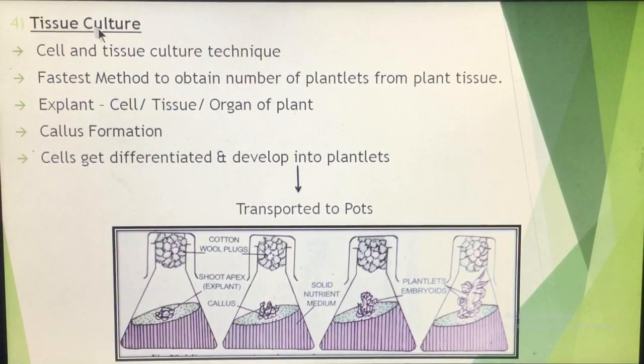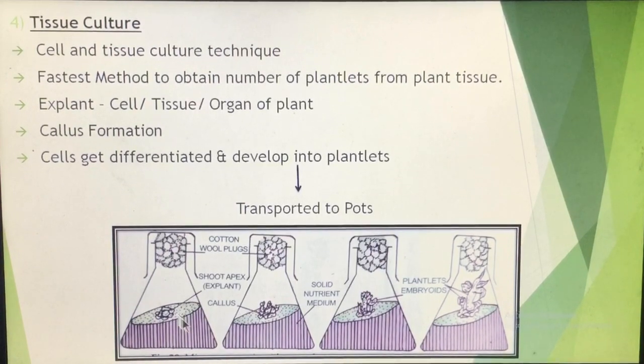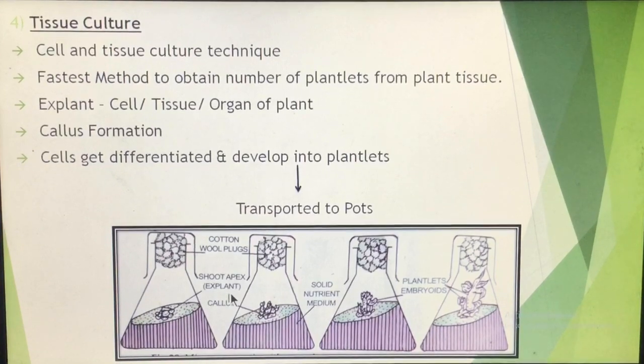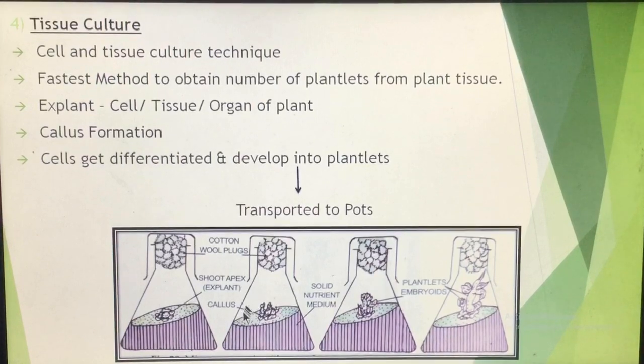Another very important artificial method of vegetative propagation, which is very common nowadays, is tissue culture. In the tissue culture method, a small part of a plant, or a tissue or a cell of a plant, which is known as an explant, is taken and put in a nutrient medium, generally agar. After some days this cell or tissue keeps on dividing and a callus is formed.